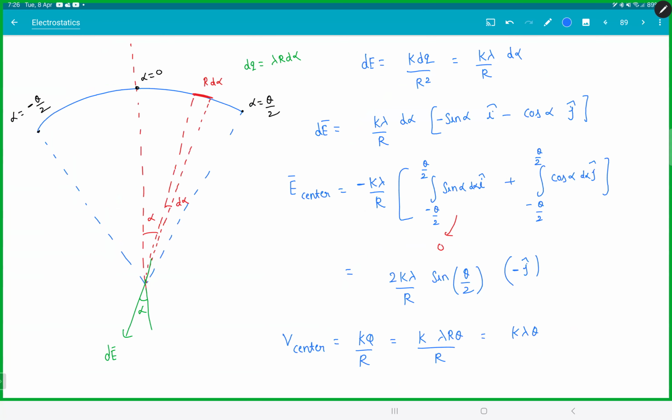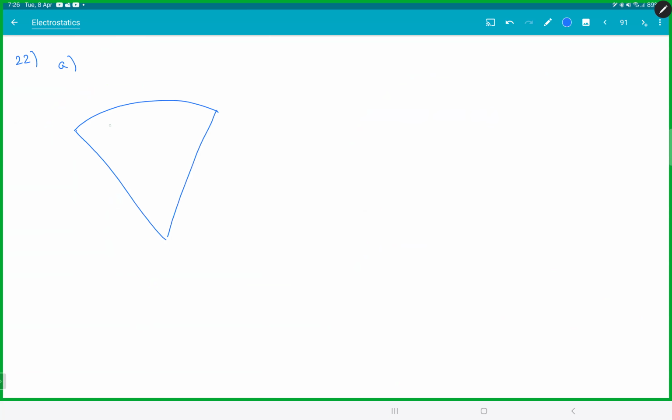Then let's see something even better. What if you have a sector? So we have a sector like pizza ka slice. Sigma is your surface charge density. R is the radius. This is angle theta, and this is your center. Find potential at the center.